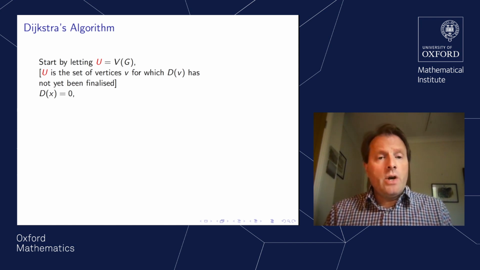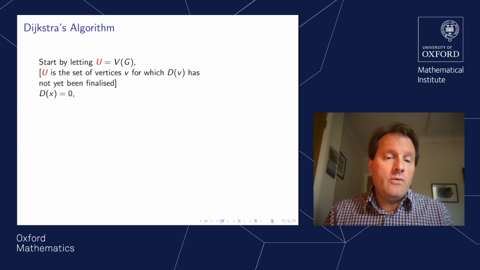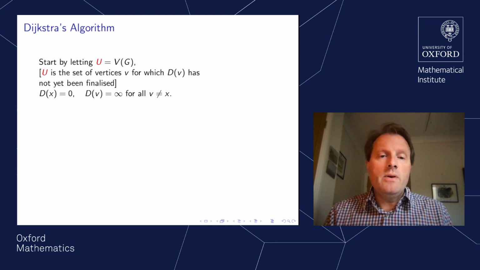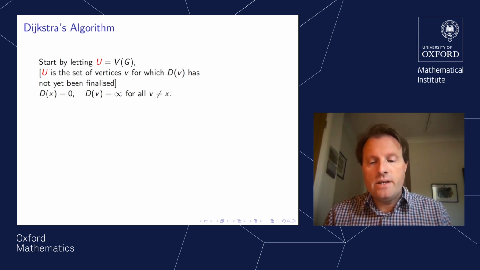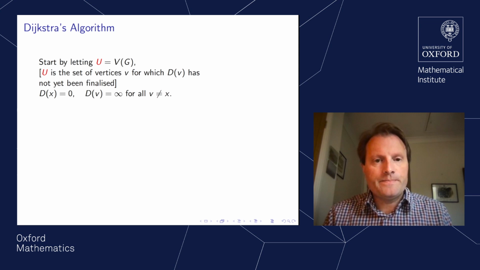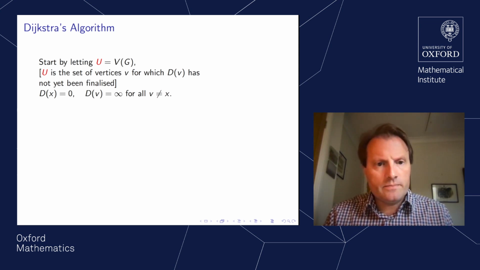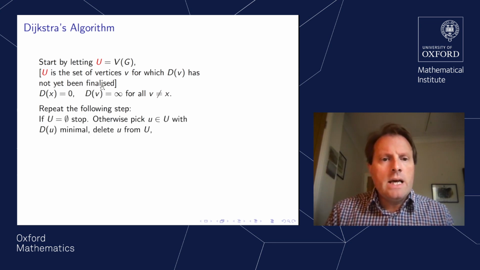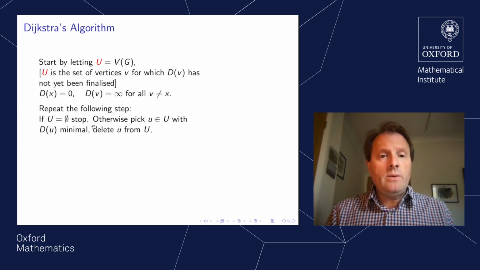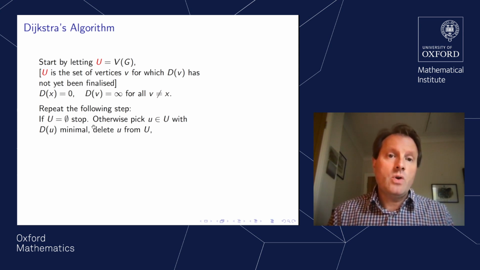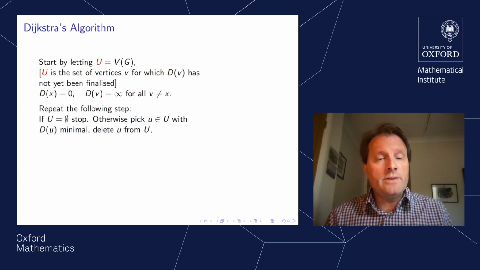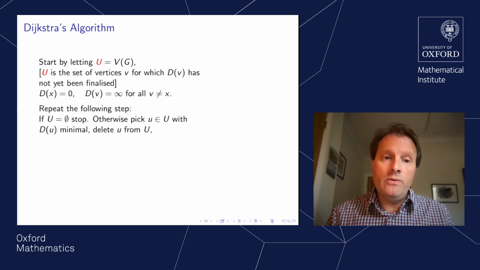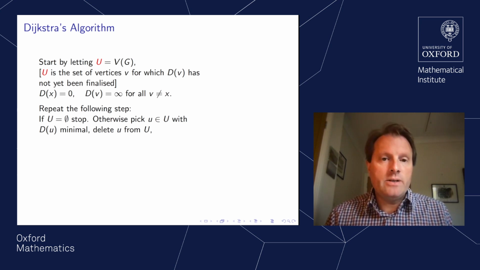The algorithm starts with the d value of the base vertex to be 0 and the d value of every other vertex to be infinite. Then what does it do? It keeps on repeating the following step. If U is empty, we stop. That means that there are no vertices with uncertain d value. We've finalized the d value of all vertices, in other words, and so we could stop.